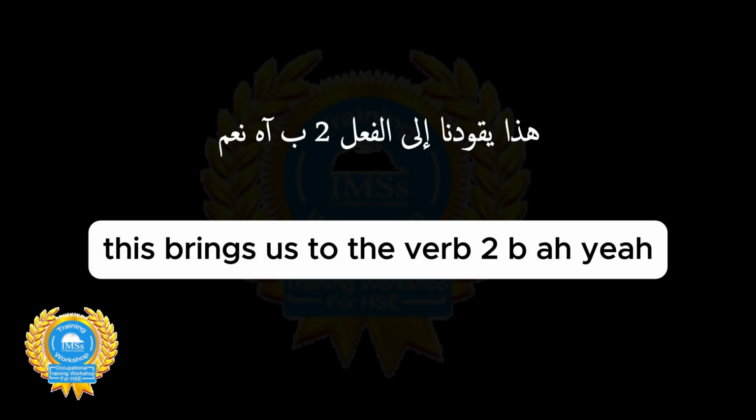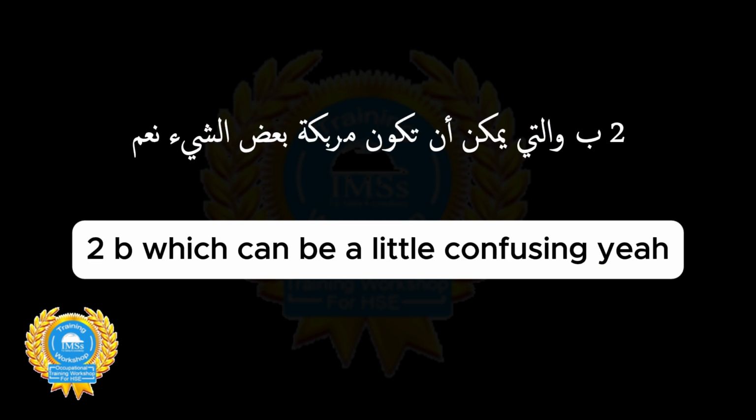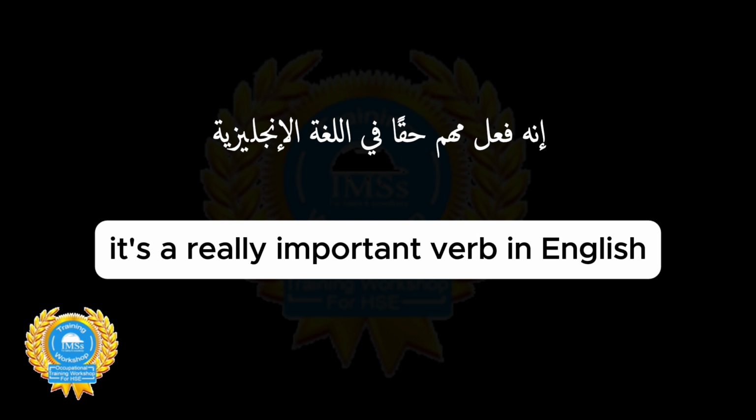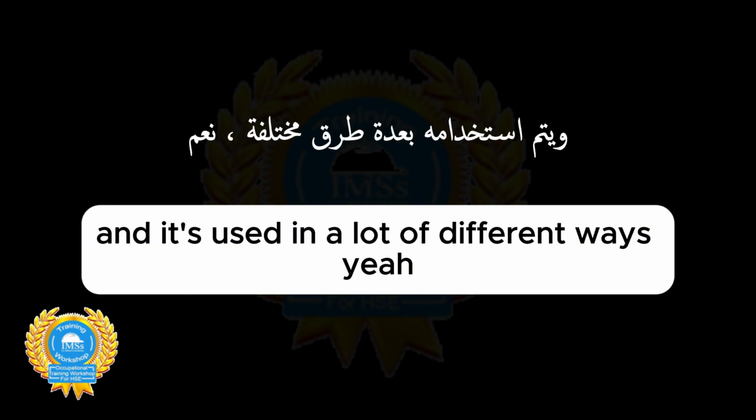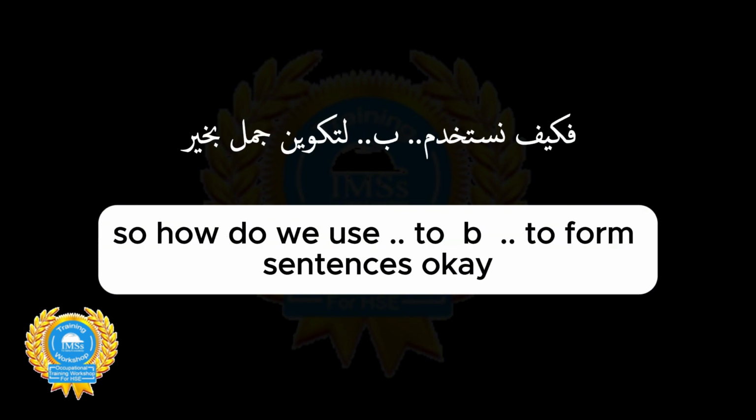Okay. This brings us to the verb to be. Yeah, to be. Which can be a little confusing. Yeah, it's a really important verb in English. But it can be tricky because it has so many different forms. Right. And it's used in a lot of different ways. Yeah, so how do we use to be to form sentences?